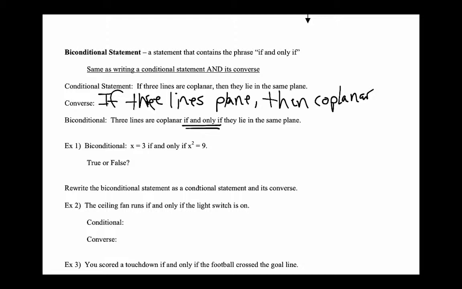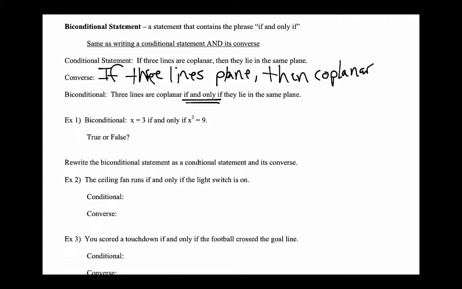It's difficult to decide if a biconditional statement is true or false. In example number 1, it says x equals 3 if and only if, there's the clue that it's biconditional, x squared equals 9. Well, x equals 3 if x squared equals 9, but what about x equaling negative 3? If x is negative 3, then negative 3 squared is still equal to 9. So x doesn't have to be 3. It could be, but it doesn't have to be. So this would be a false statement.